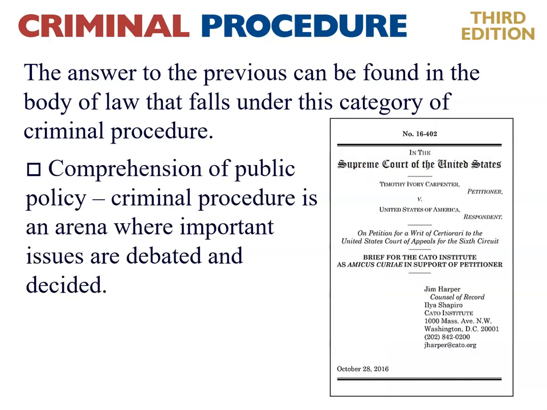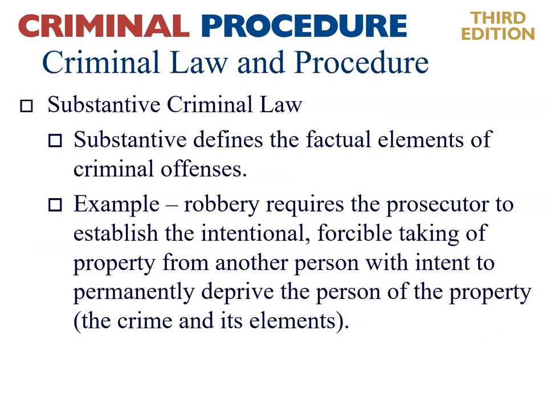And then finally, comprehension of public policy. And that really means that criminal procedure is an arena where important issues are debated and decided. And one of the interesting ones, if you look over to the right and you can see the case right there, this is the petition for a writ of certiorari going up to the United States Court of Appeals. This is the Carpenter versus U.S. case regarding cell phone information and being able to track your cell phones. And that's important if you are concerned with privacy and government tracking you and different things like that. So again, public policy, and there are a lot of issues that are constantly debated and decided.